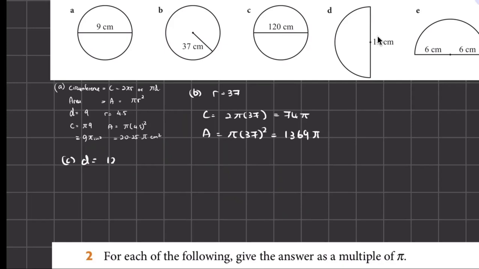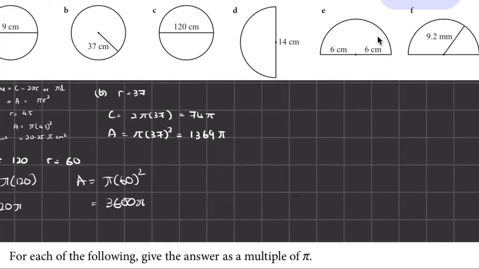Okay, now question C. Diameter is 120. Radius is equal to 60. So circumference is equal to pi d. If you want to use pi d, then you just pi 120, 120 pi. Radius is 60. For area, we need pi r squared. 3,600 pi.